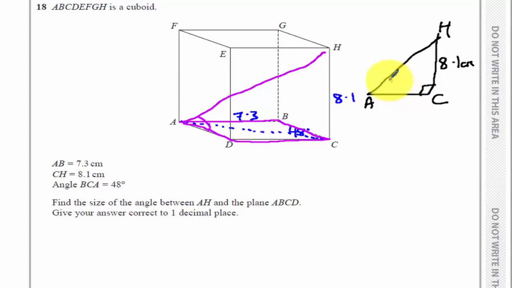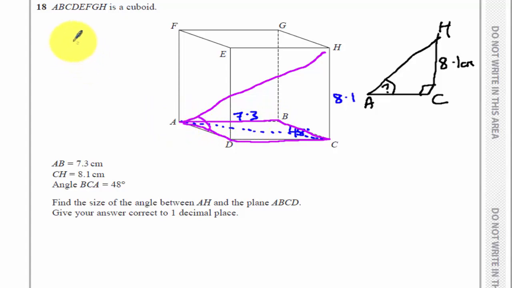I need the angle at A, so this is the angle I want, this one here, and I don't have any other lengths. So I'm going to need to do some work first to get one of these lengths so I can work out this angle using trigonometry. Let's see what other information I've got, because I either want to work out AH or AC.